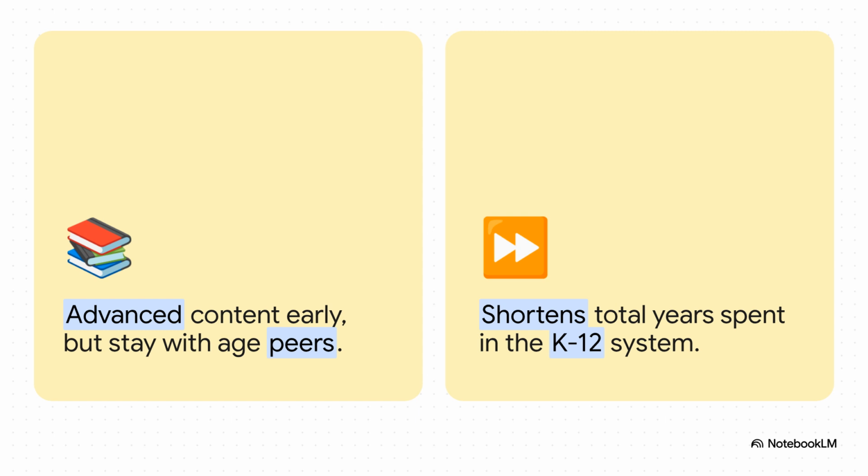First, we have content-based acceleration. This is where you receive advanced content before your expected age. But, and this is key, you stay with your age peers for most of the day. Second, we have grade-based acceleration. This one actively shortens the total number of years you spend in the K-12 system.